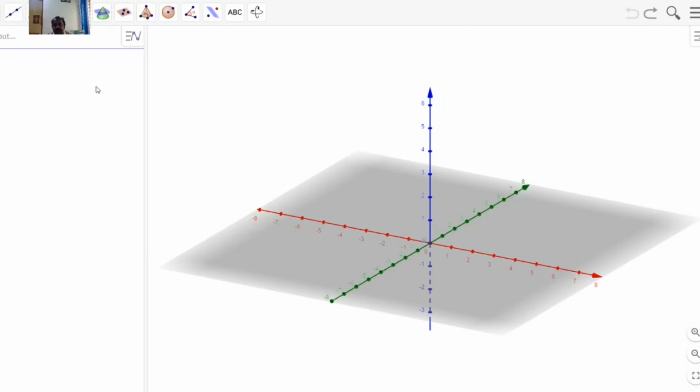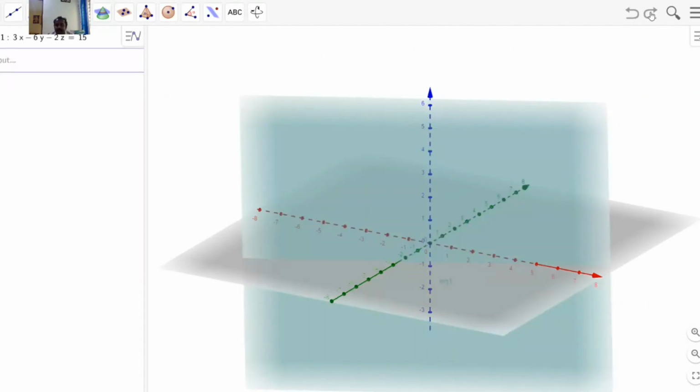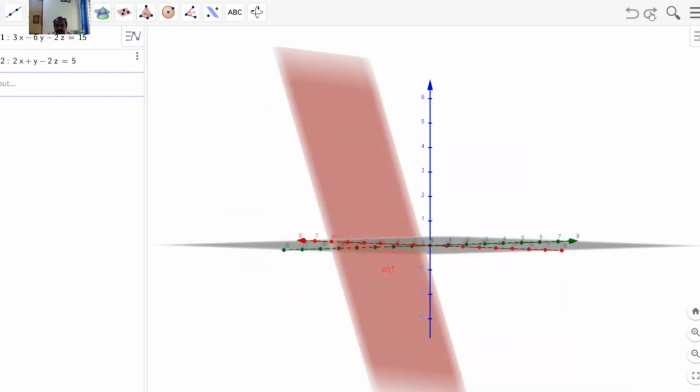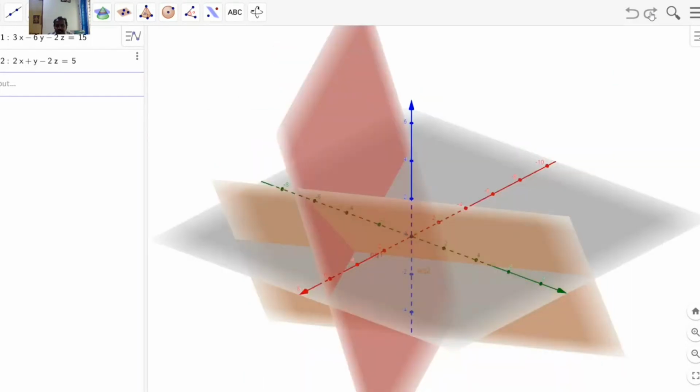We can consider the case of the angle between the planes and verify it. You consider the first plane 3x minus 6y minus 2z is equal to 15, and you consider the second plane and you just rotate it. You just change the color of this. So this is two intersecting planes. Now you find the angle between these two. You can see that this is the first plane and this is the second plane, and the angle between them is 79.02. So that was our answer.